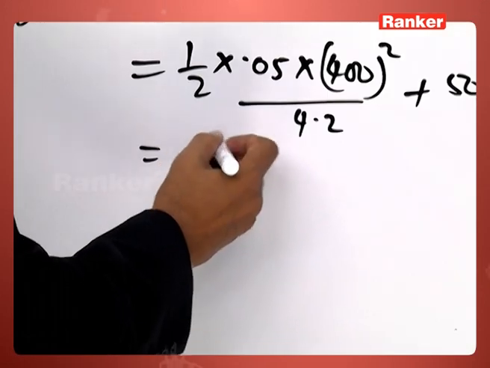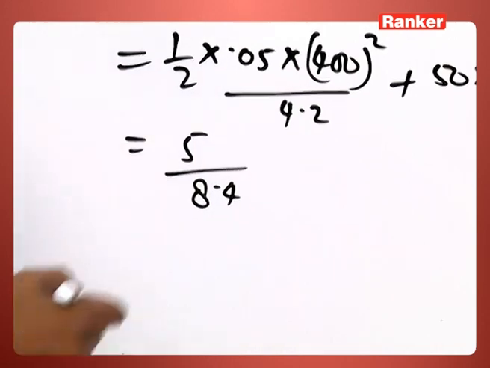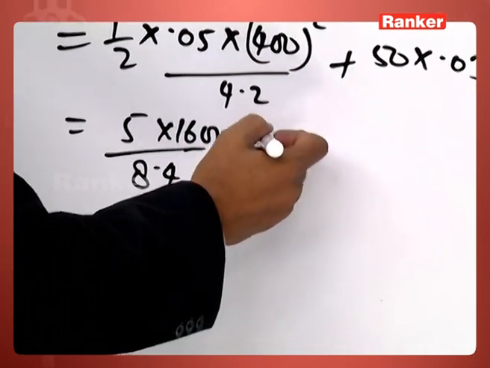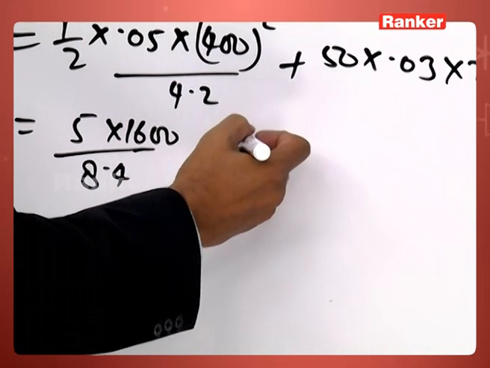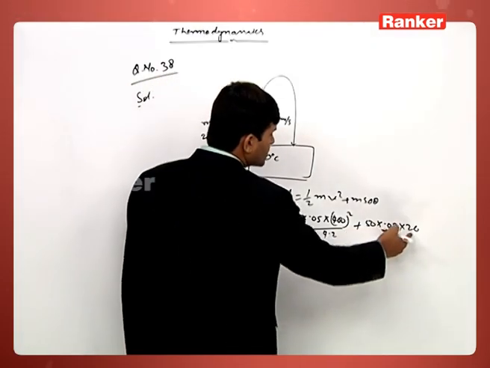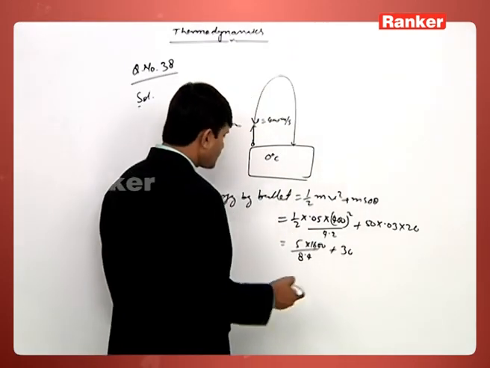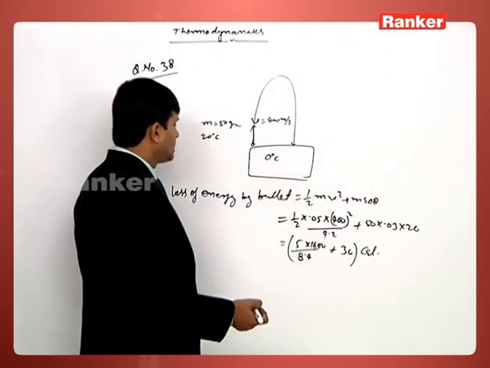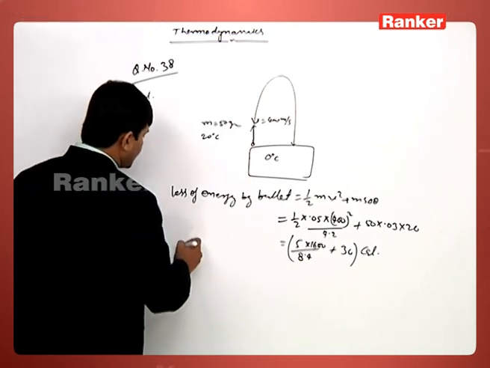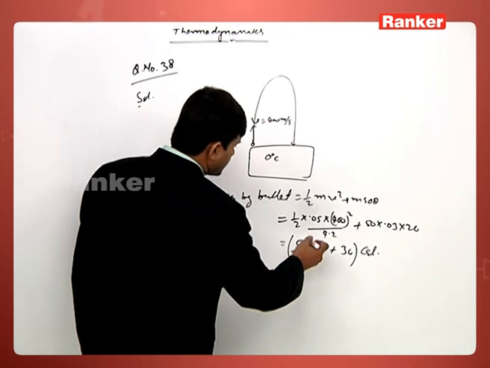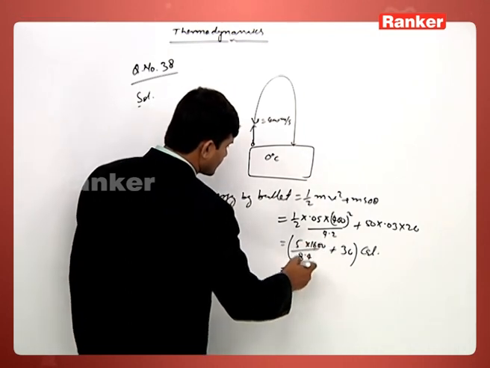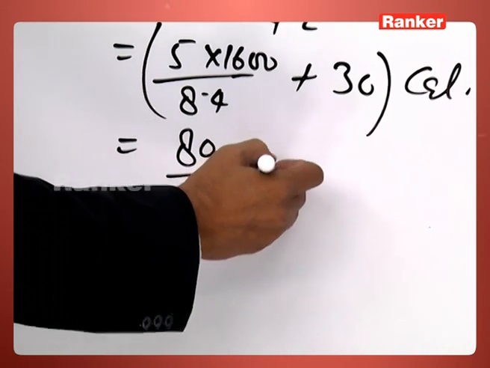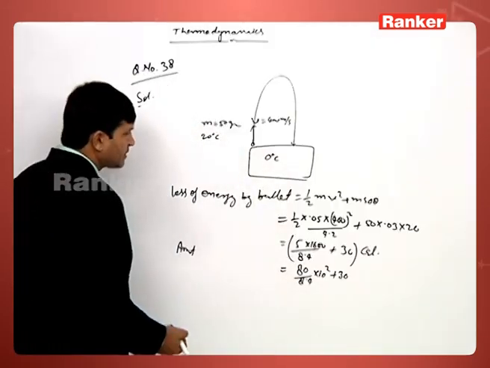Now we can simplify. 5 by 8.4, this is 1600, plus this is 3 into 10, cancel zero, 30. This is the loss of energy, and this is in calorie. So the amount of ice melted, we can simplify this. 80 by 8.4 into 10 power 2 plus 30. So that will be in calorie.